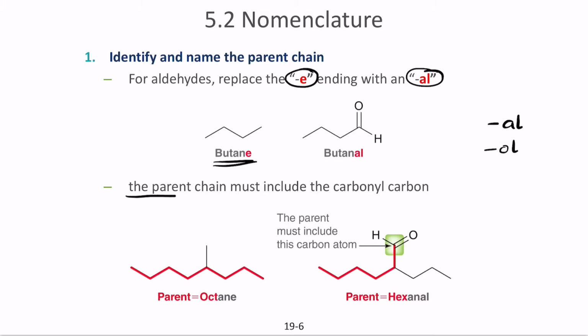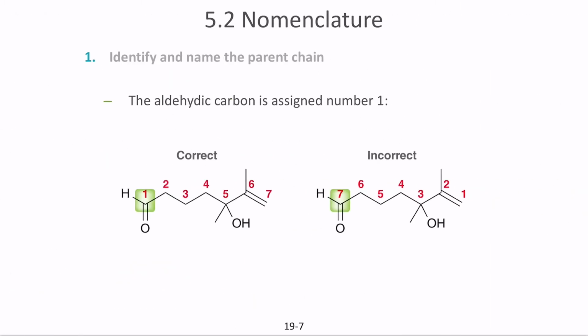The second rule is that the parent chain must always include the carbonyl carbon. For example, if this is an octane, but the same compound has a CHO group, then we include that in the parent chain. Whichever is the parent chain should be the one that has the carbonyl carbon. The aldehydic carbon is always assigned the number one. Even before double bonds and before the priority for any substituents, we always give priority to the C double bond O structure, so always give the number one carbon assignment to the aldehydic carbon.